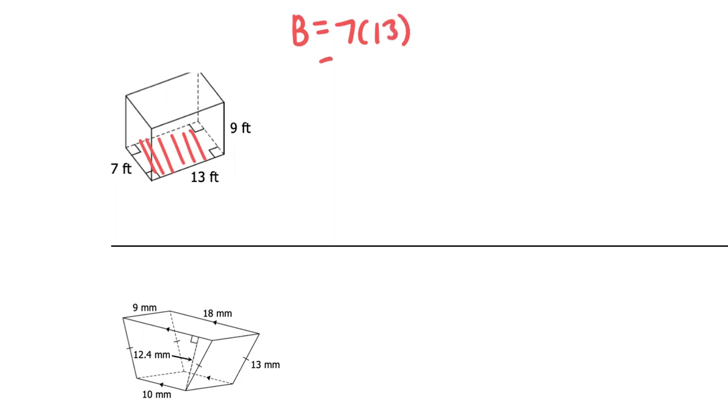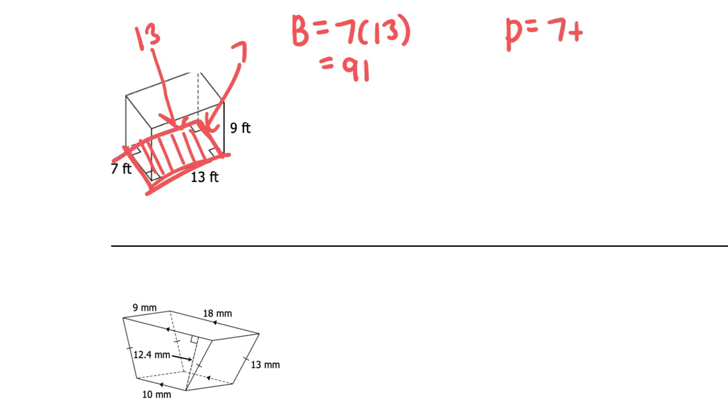7 times 13 is 91. Then I'm going to find P, which is the perimeter of the base. The perimeter of the base, we know that this side of the rectangle would be 13, and then this side would be 7. So therefore the perimeter of the bottom, we just need to add all the way around. So it'd be 7 plus 13 plus 13 plus 7, which ends up being 40.